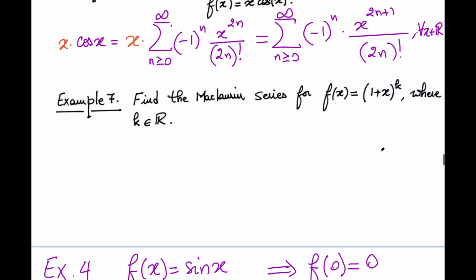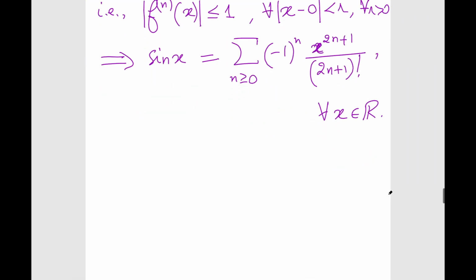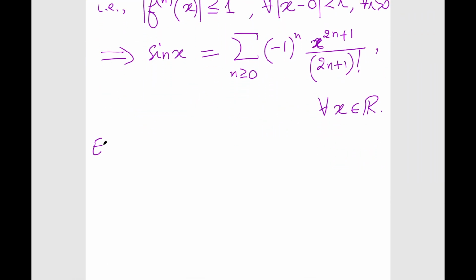All right, so example 7. Find the Maclaurin series for f of x equals 1 plus x to power k, where k is in R. Okay, let me go to a new page. Let me go to this page and let's start this example. This is example 7. So our function here is 1 plus x to power k, and k is any real number, right? And we want to find the Maclaurin series for this function.